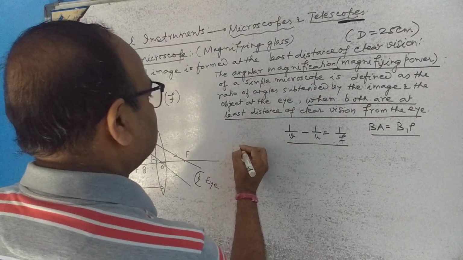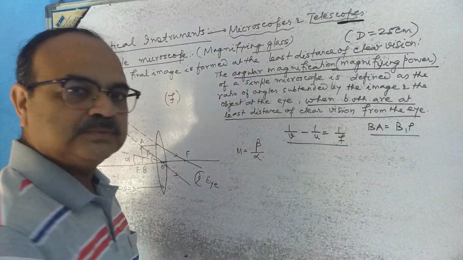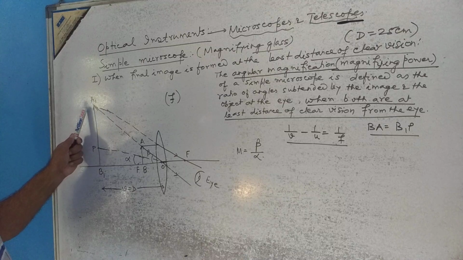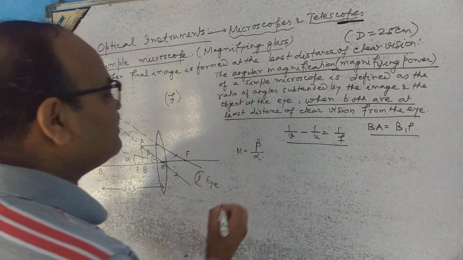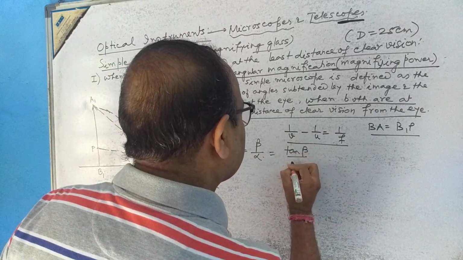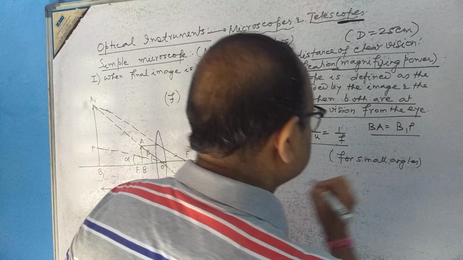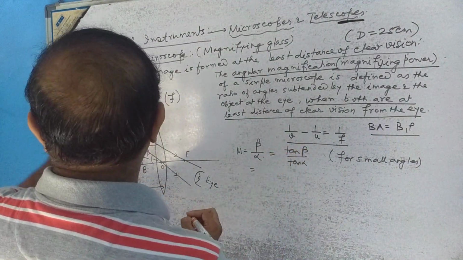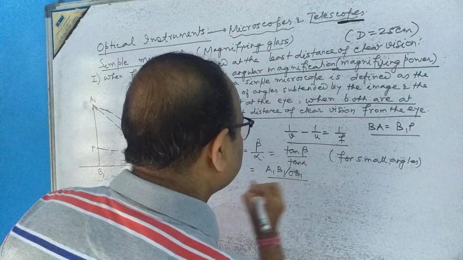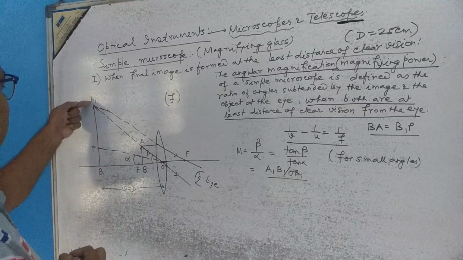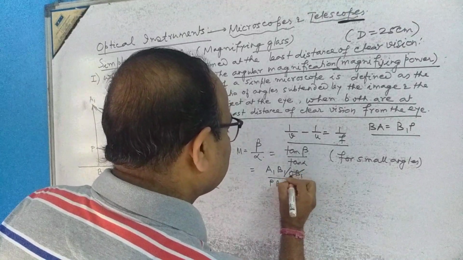Then what we shall take? M is equal to beta by alpha. According to this definition, beta is the angle subtended by the image at the eye and alpha the angle subtended by the object at the eye. Beta divided by alpha, very simple. For small angles it can be written as tan beta by tan alpha. Tan beta is A1B1 by OB1, divided by tan alpha, which is PB1 by OB1. I cancel these two.